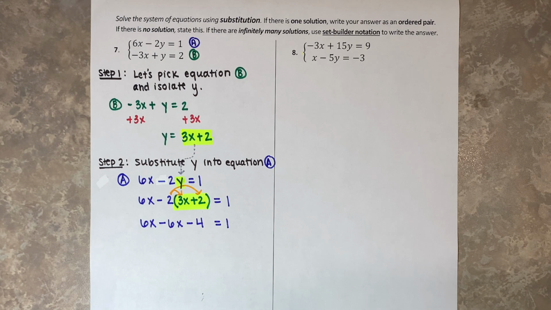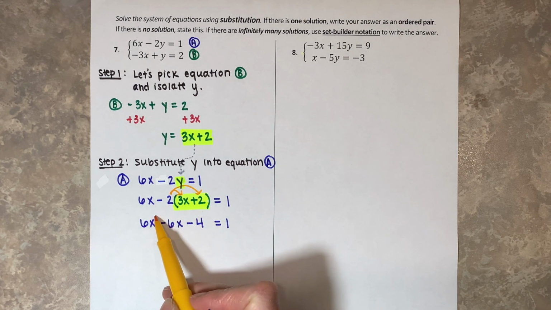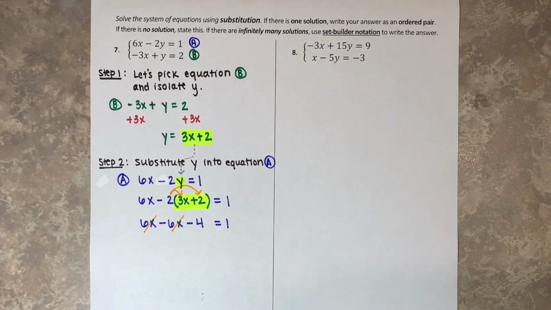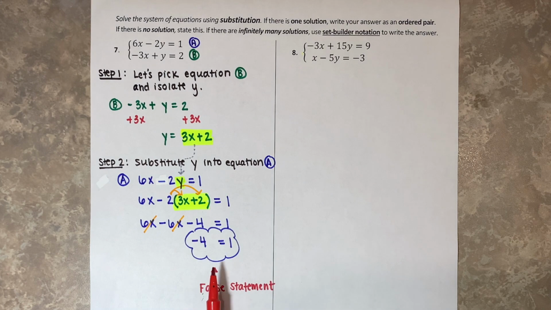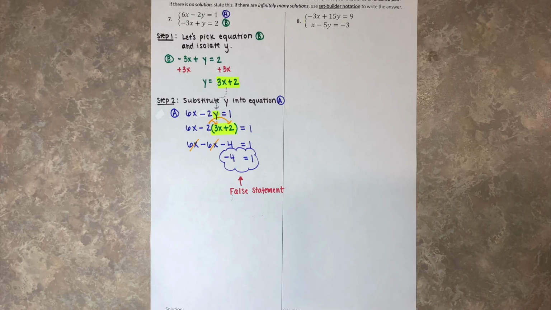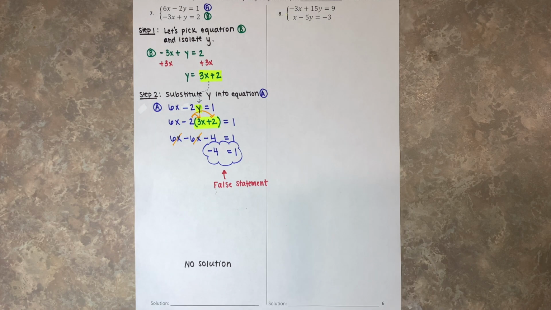Now notice something interesting happens here. 6x minus 6x gives us 0x, or 0. So we're left with -4 is equal to 1. This is a false statement, right? -4 does not equal 1. So when you're solving an equation, if you end up with a false statement, that means that there is no solution. So for our final answer, we can write no solution, or we can write our answer using any of these other ways.